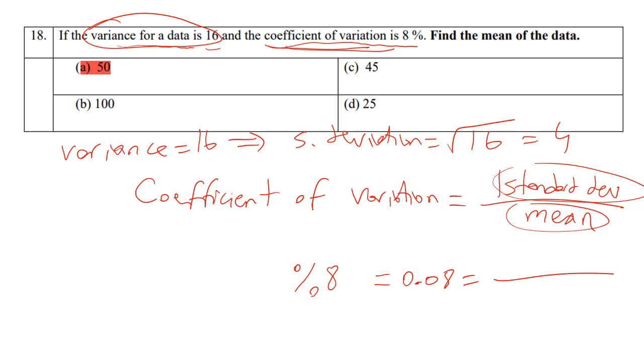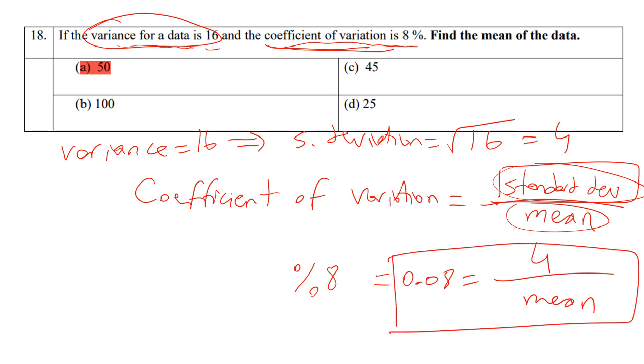So it means we have this one then: 4 divided by the mean will be equal to 0.08. So what's the mean then? You can change them here. That will be 4 divided by 0.08, and this will be equal to 50.